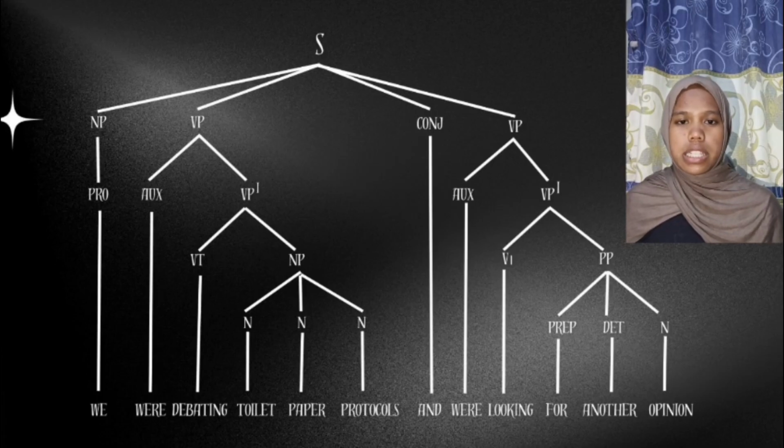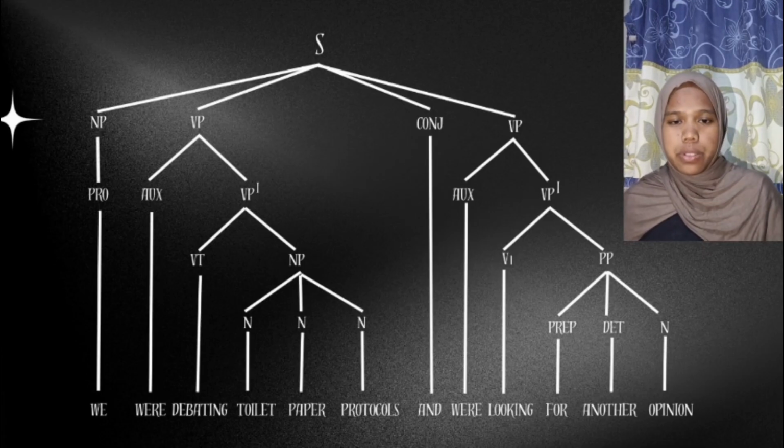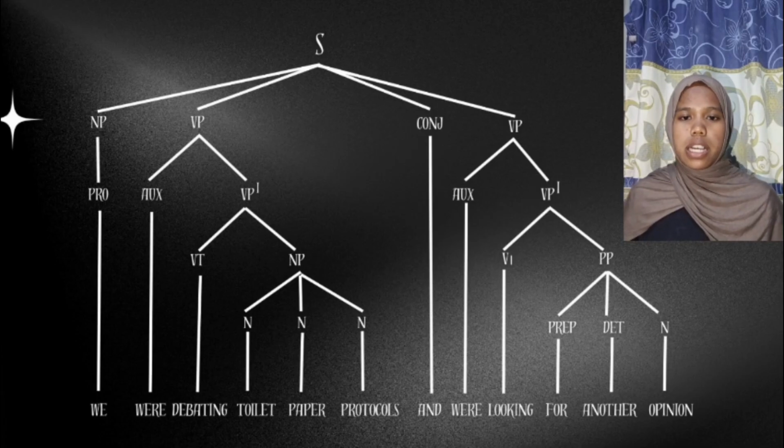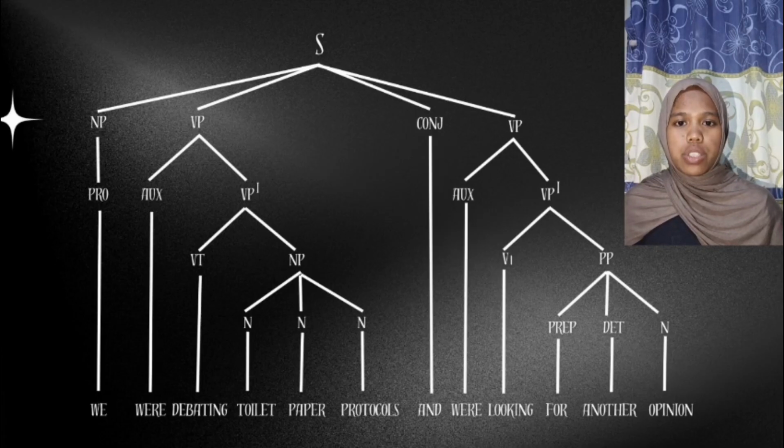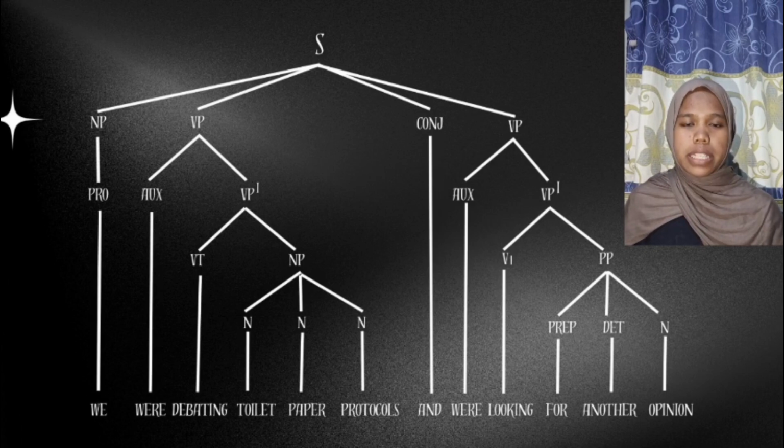The word for is categorized as a preposition because it introduces the prepositional phrase and links the verb looking to the following phrase. The word another is categorized as a determiner because it modifies or specifies the noun opinion. And the last word is opinion. Opinion is categorized as a noun because it refers to an idea or view, and it functions as the object of the preposition for. Therefore, the tree structure shows that the subject we performs two actions connected by the conjunction and.